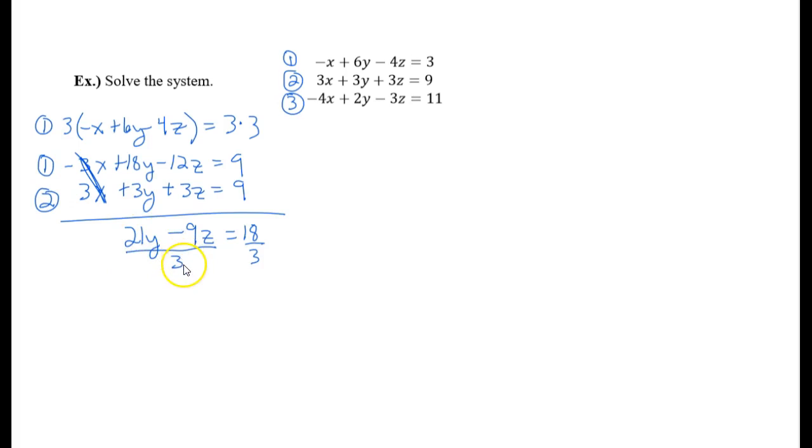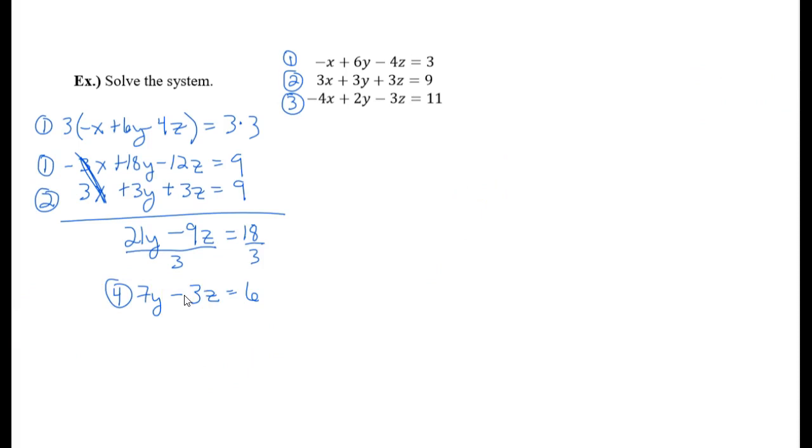3 divides into 21, 3 divides into 9, 3 divides into 18. So all I'm doing is simplifying my equation a little bit. So 21y divided by 3 is 7y. Negative 9 divided by 3 is negative 3z. And 18 divided by 3 is 6. I'm going to call this equation 4. Now I have equation 4.